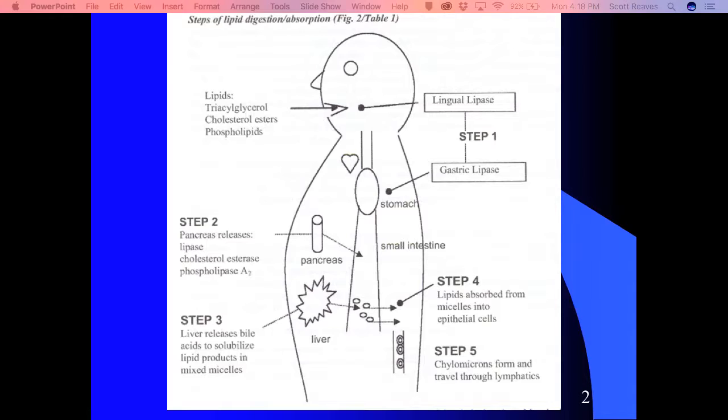So in step 1, as soon as you consume lipids, lingual lipase is released from glands under the tongue. Basically, they're the saliva or serous glands under the tongue. Now, when we talk about these lipases, they basically hydrolyze triglycerides into a monoacylglycerol, diacylglycerol, and fatty acids.